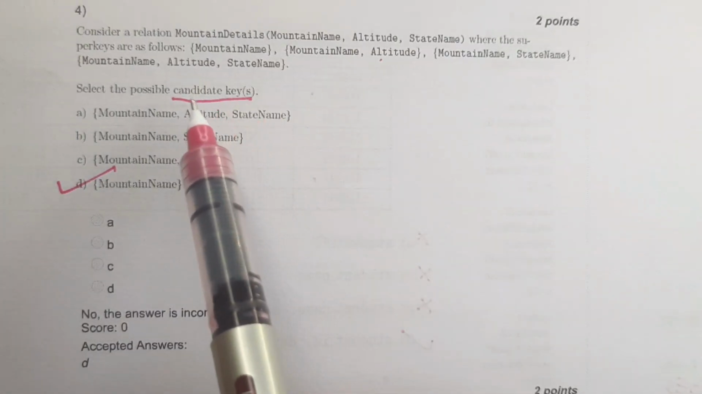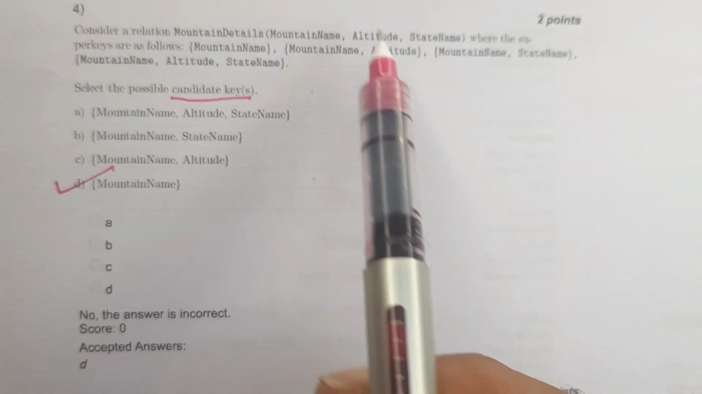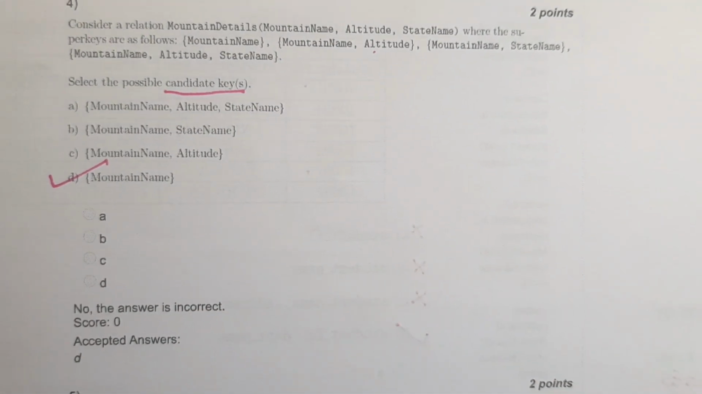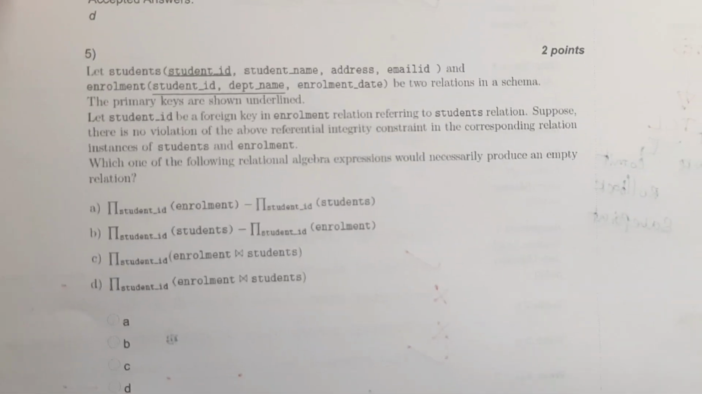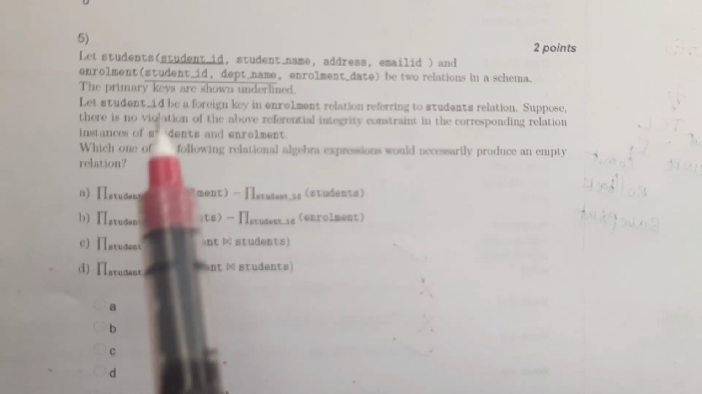So remember, candidate key is nothing but minimal super key. So they have given super keys. Out of all super keys, we have to select the minimal super key. So the minimal super key is nothing but mountain name here. Let us move on to question number 5. So what is the question they have given?